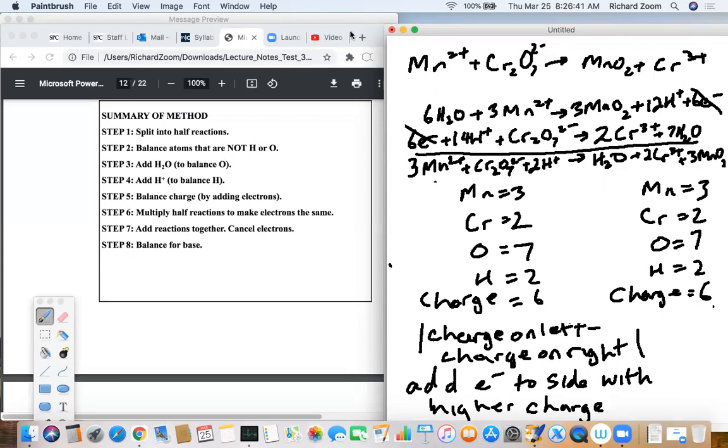All right, I'm going to get a poll here on how you feel about the balancing of atoms and charges. What do you think?